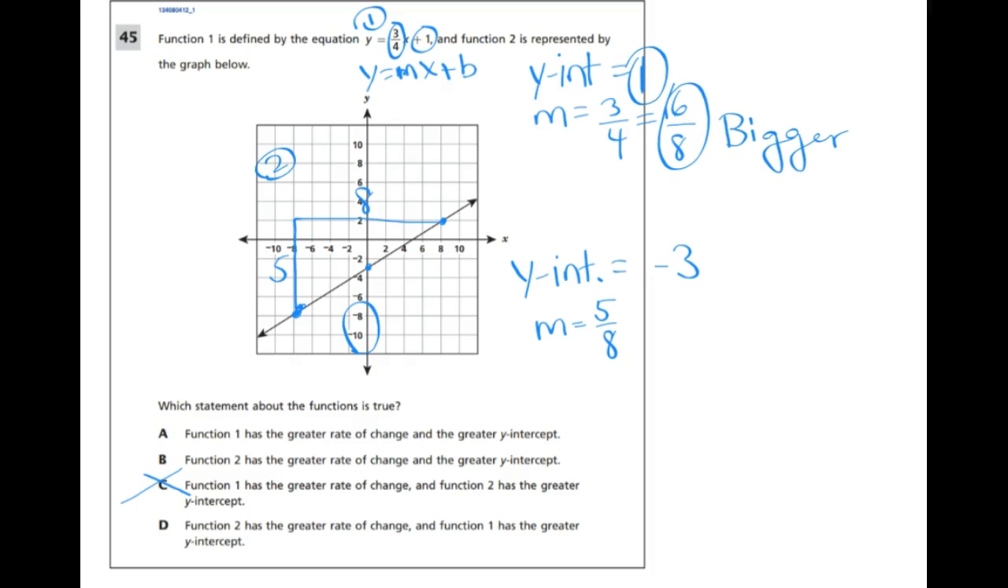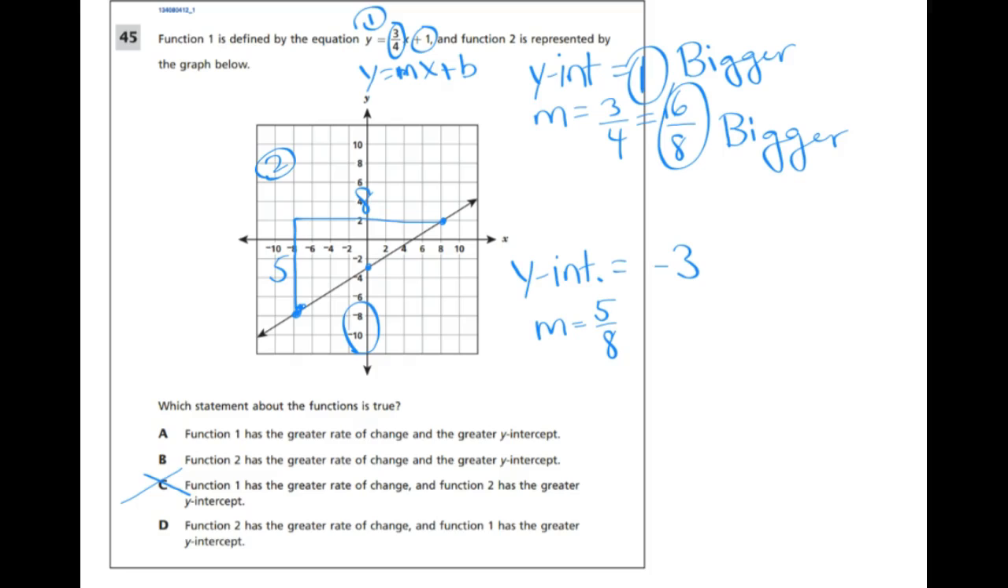And also we already decided that y-intercept was also the bigger one. So function 1 has the bigger y-intercept and slope. And I think choice A is the one that says that. Function 1 has the greater rate of change and greater y-intercept.